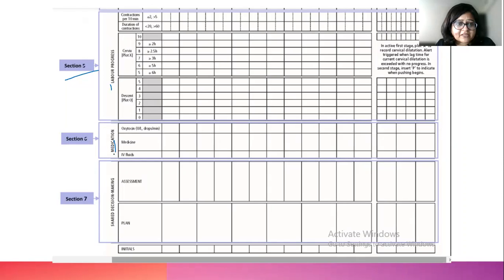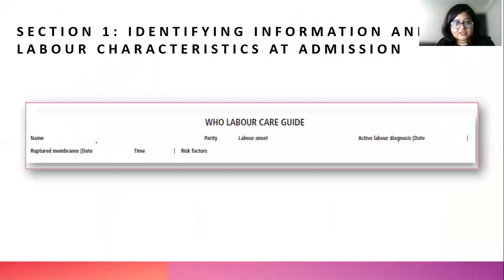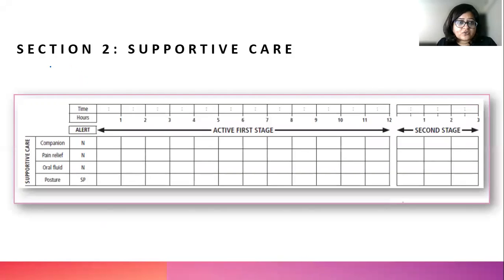Similarly, section 5, this is labor progress. Section 6 is medication. And section 7 is your shared decision making, where you will write what you plan to do now. So let's just quickly go. Identification is very simple. Nothing much has changed here. So this is section 1, where you identify the patient details.